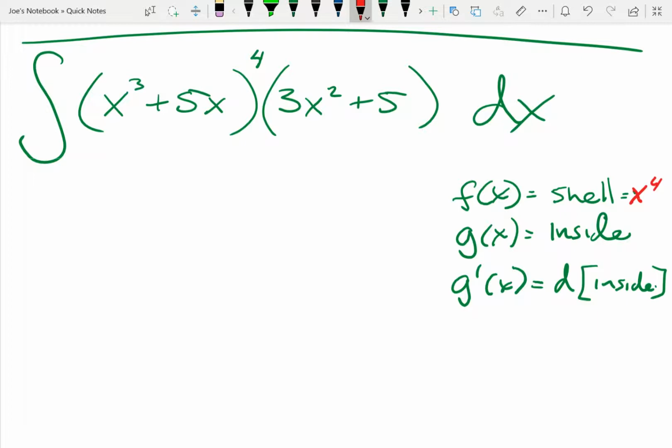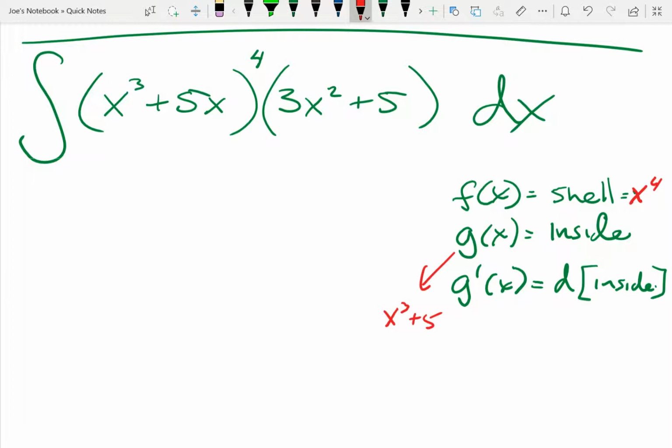I'm going to call you 1 from now on. So then 1, what's the inside? X cubed plus 5. Well done. I'm going to write that: x cubed plus 5.